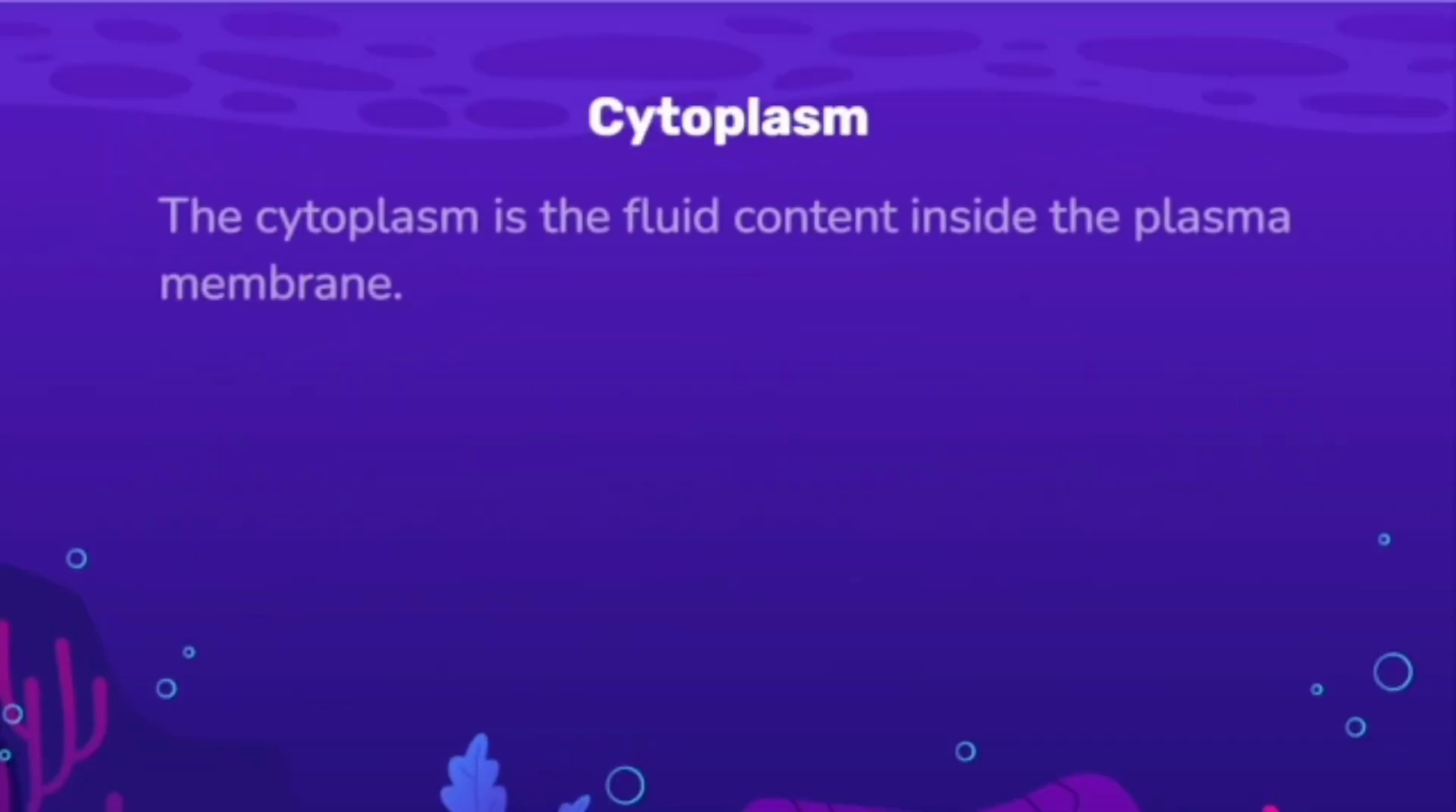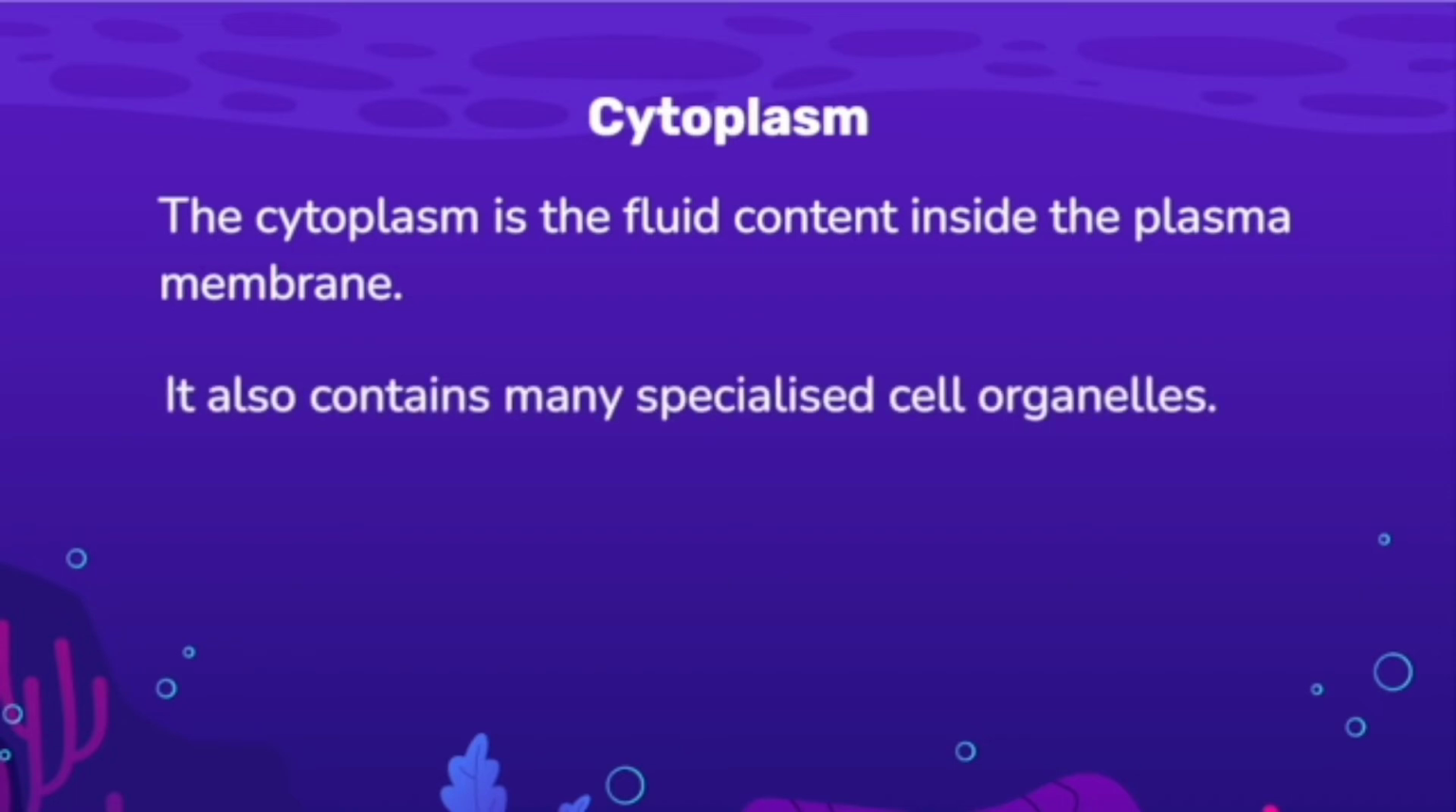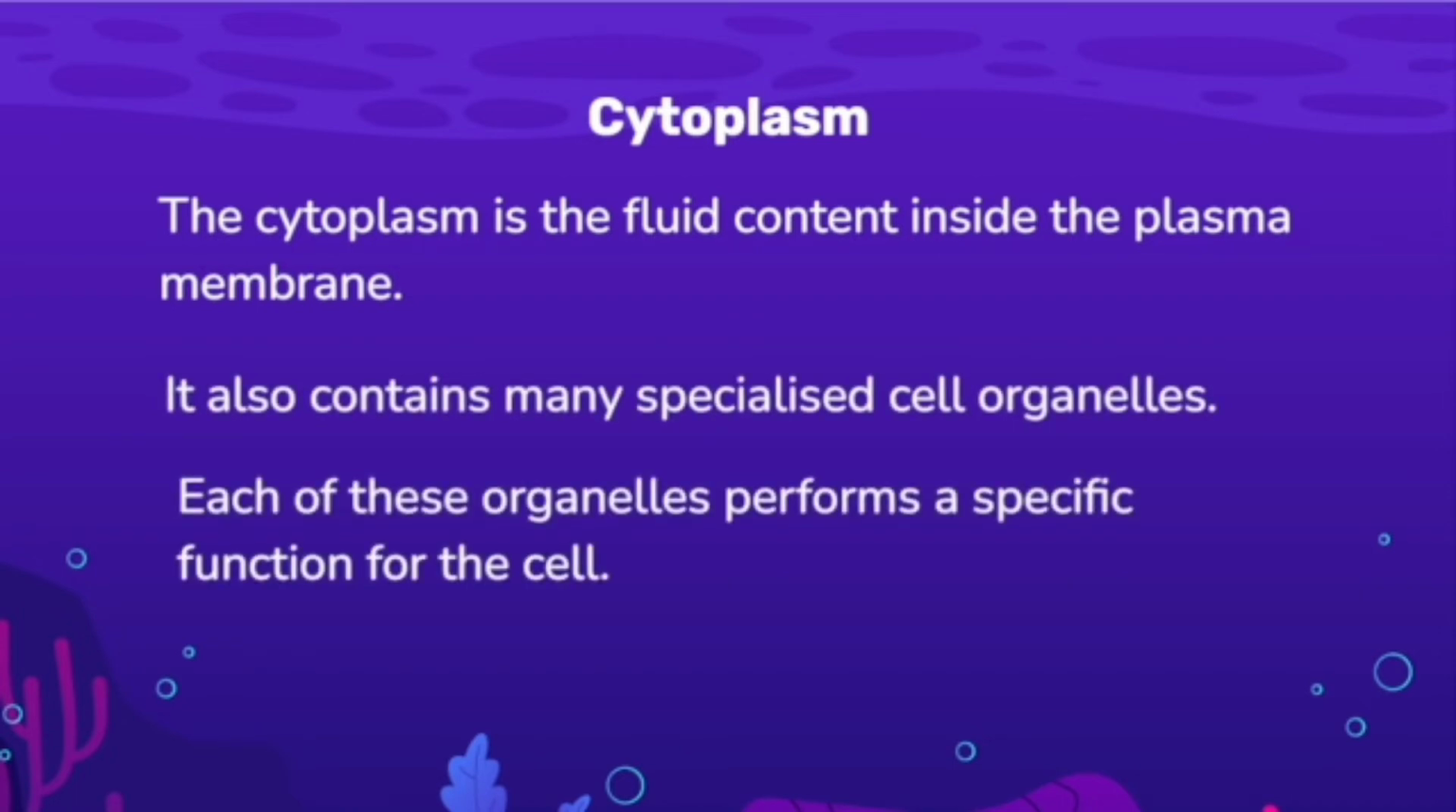Cytoplasm. The cytoplasm is a fluid contained inside the plasma membrane. It also contains many specialized cell organelles. Each of these organelles performs a specific function for the cell.